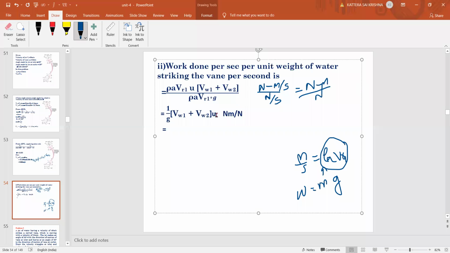Yes, I can give this formula to you directly, but you don't know how you got that. So that's why I'm showing how to get this work done per second per weight per second. So we calculated weight by using the mass. Mass into G value gives your weight. Okay, so already we have mass per second, that is rho A into V, mass flow rate. So mass flow rate into G gives weight flow rate. Just tell the value. 20.24, sir. 20.24, units I already said, Newton meter per Newton. Okay, that's all.